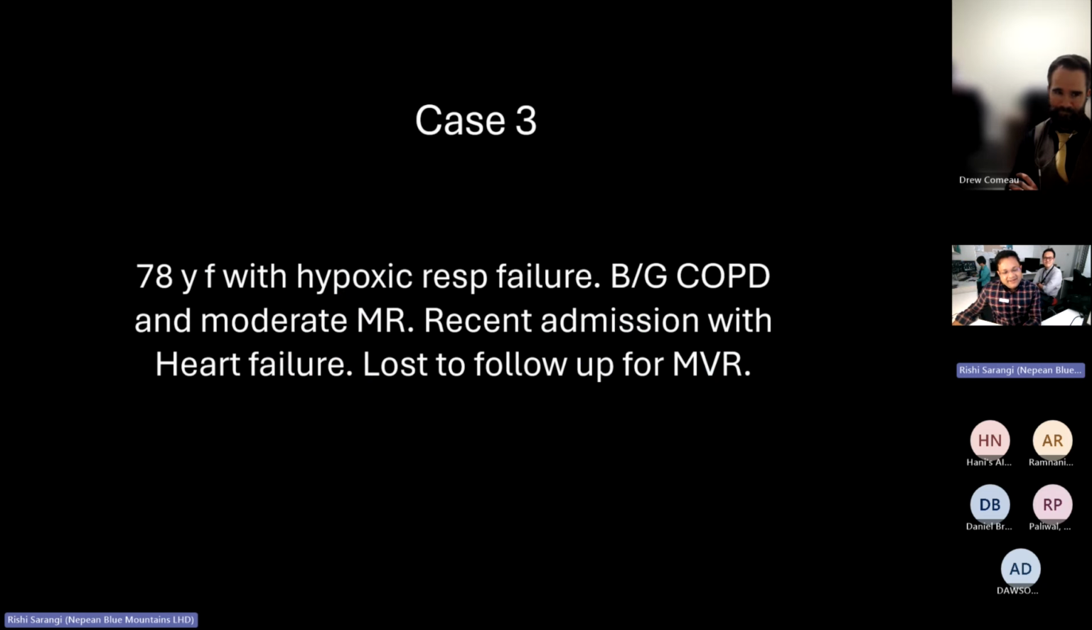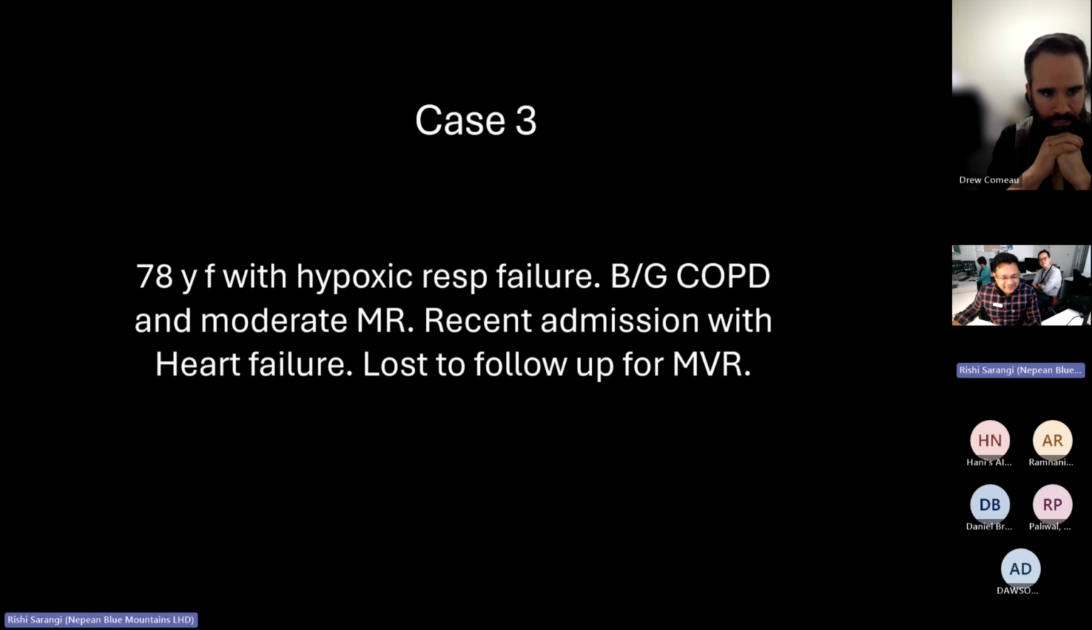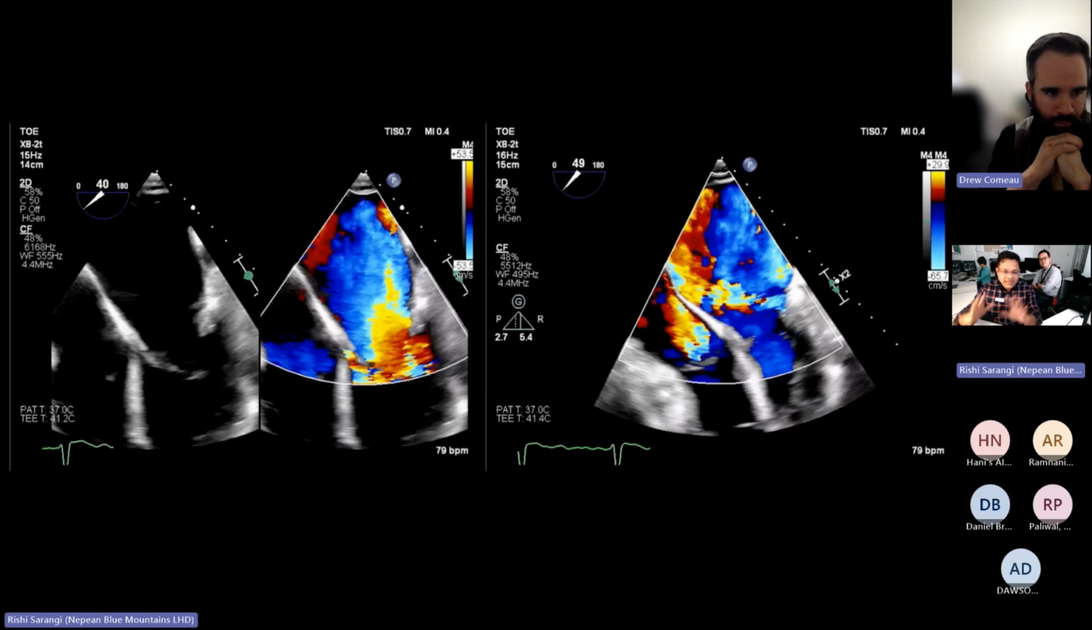The third case is, do you want to have a crack? This is a good one. 78-year-old female, hypoxic respiratory failure, COPD, moderate MR, recent admission for heart failure, lost to follow-up for MVR. Just quickly, mainly I want to know the MR severity and whether the left atrial pressures are elevated or not. Look, it's a flail mitral valve, P2 segment, severe, and the LA pressures are elevated.